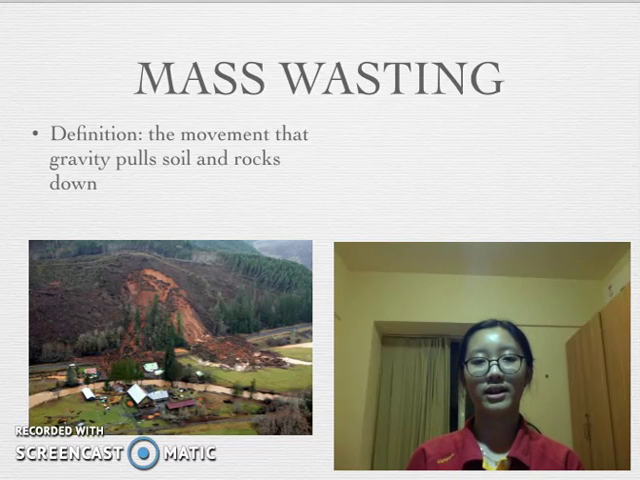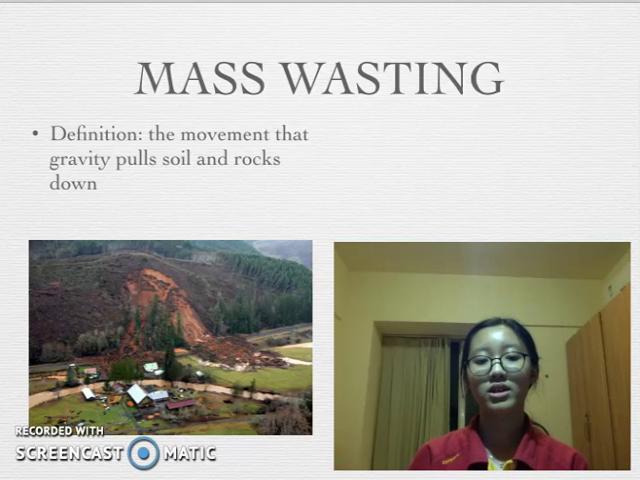Similar to a landslide, mass wasting is a movement in which gravity pulls soil and rocks down. There are a few factors that can influence mass wasting. First is the steepness of the slope. Second is a process that can create steeper slopes naturally. Third is vegetation because, first, plants' roots hold unconsolidated material together. Second, plants remove water from the ground.